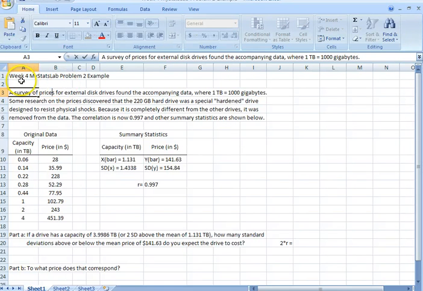Hello again. This is our week 4 MyStatsLab problem 2 example.